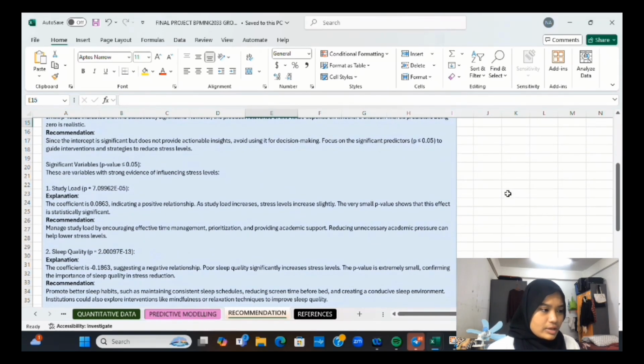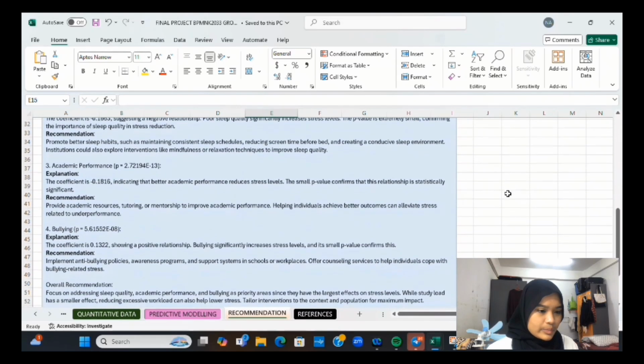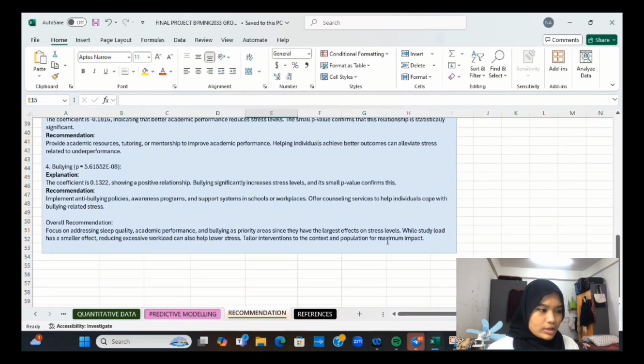And we have the variables with strong evidence of influencing stress level, which are study load, sleep quality, academic performance, and bullying. And for overall recommendations, we have to focus on addressing sleep quality, academic performance, and bullying as priority areas since they have the largest effects on stress level. While study load has a small effect, reducing excessive workload can also help lower stress.